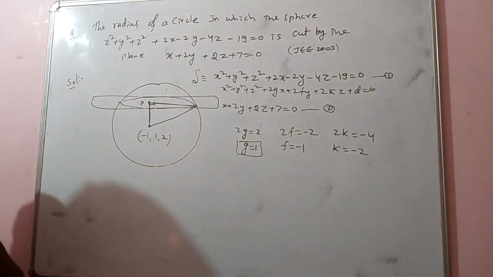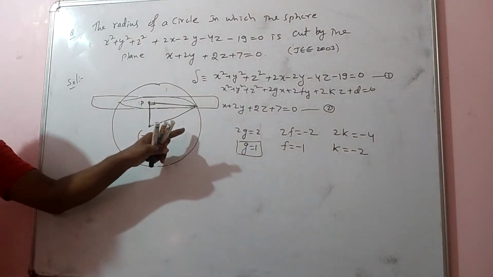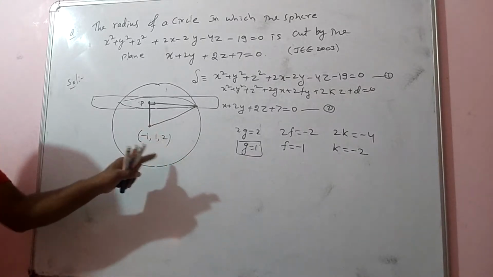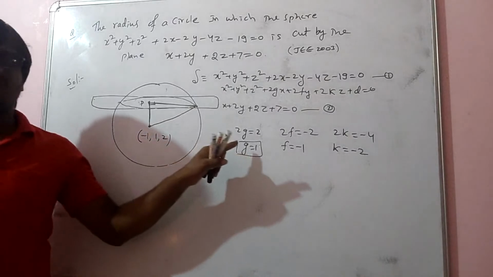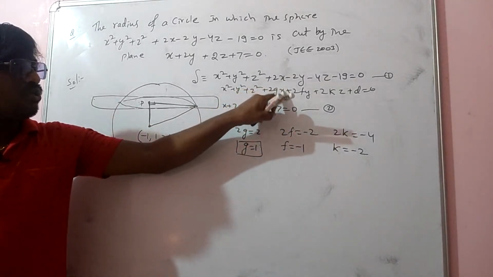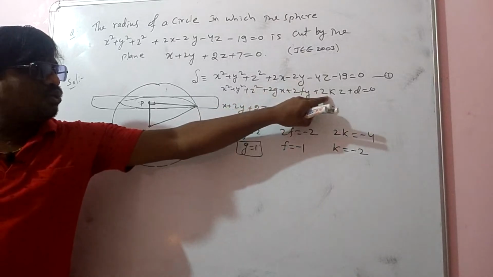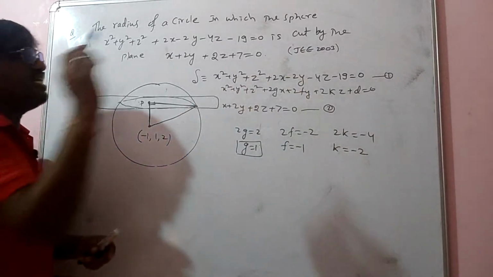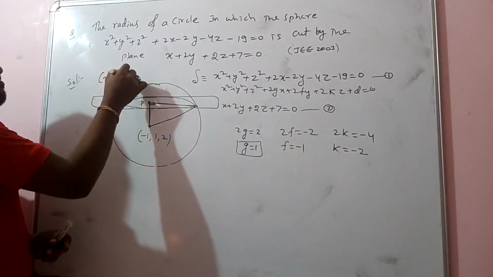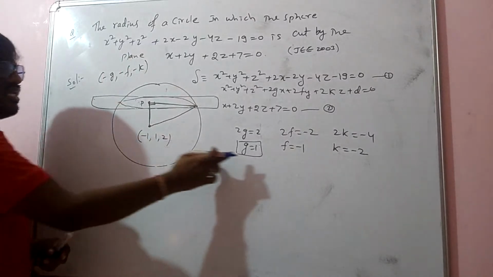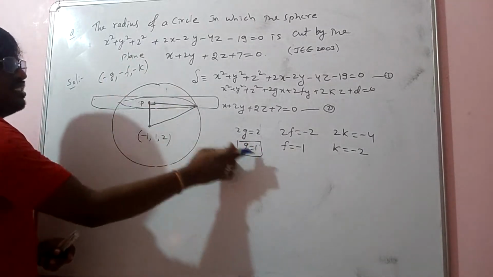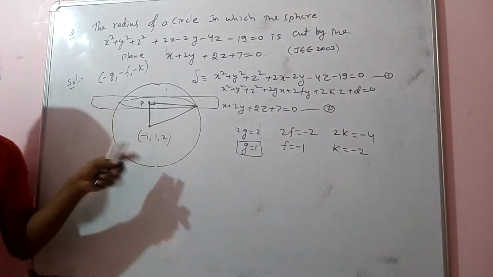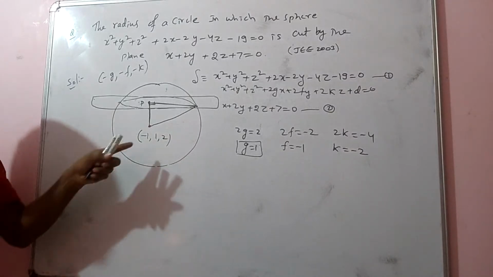Understood, right? So what I am doing here, I am going to find the radius. So what is the center here? Everyone understood how to take the center. Compare 2gx with this one, 2fy this one, 2kz, the x coefficient, y coefficient, z coefficient. The center is minus g, minus f, minus k. That's the reason g was 1, but I need minus g, so I put minus 1. Okay. So minus 1, 1, 2 is the center. Is it understood? Center understood?